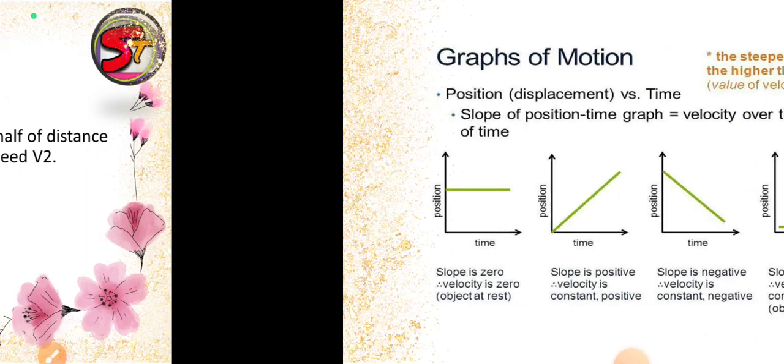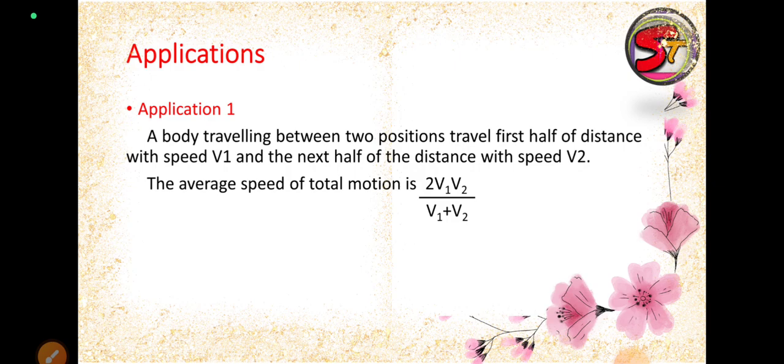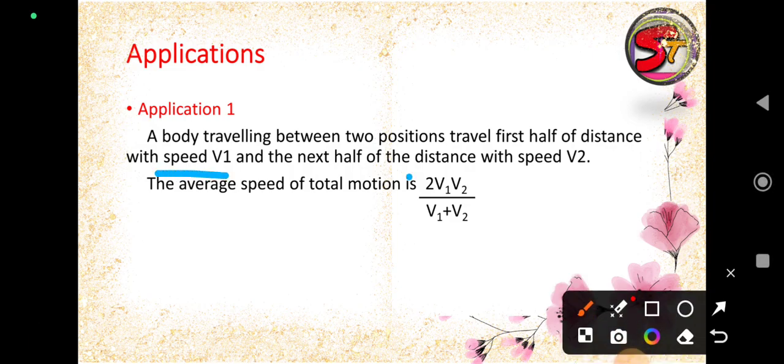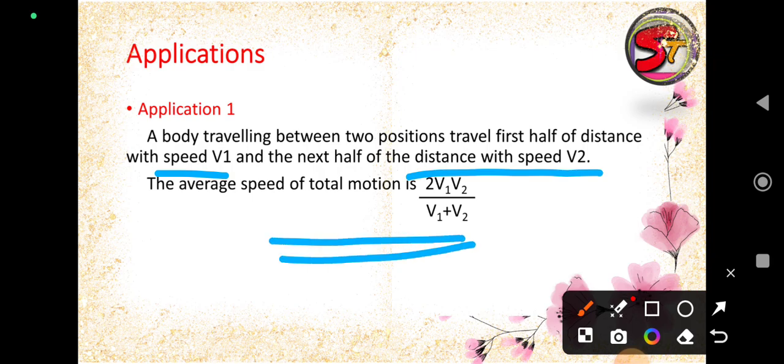Next we will see the applications. The first application: whenever two equal distances, that is half distances, are covered with different speeds, with speed v1 and with speed v2, then the average speed of that particular body is 2 v1 v2 by v1 plus v2. Got it? One more application to remember: this is for when an equal distance is covered with different speeds v1 and v2.